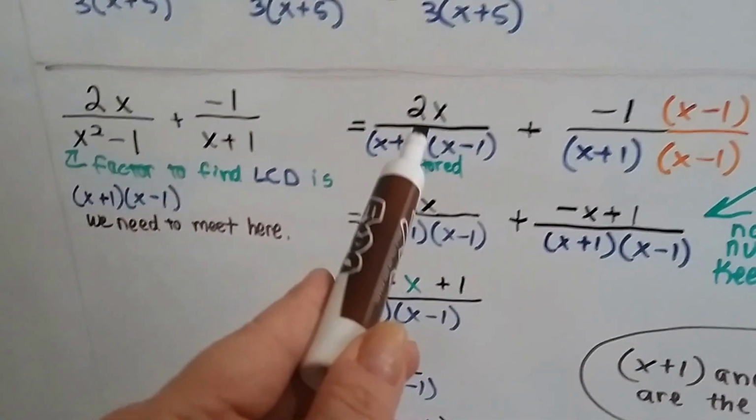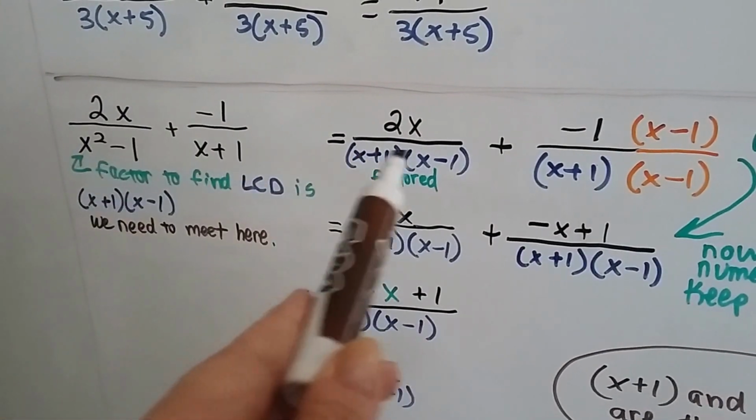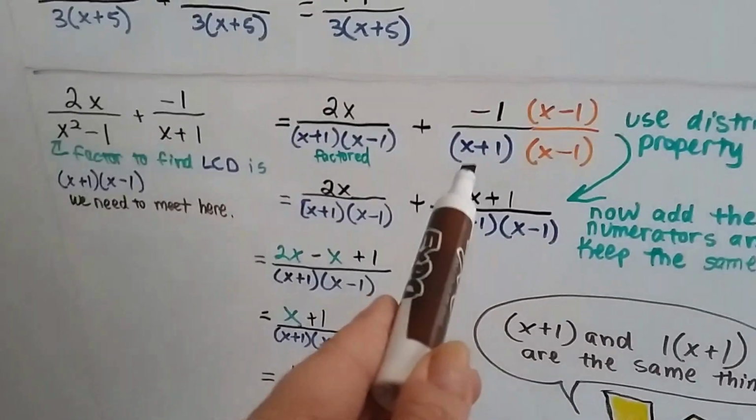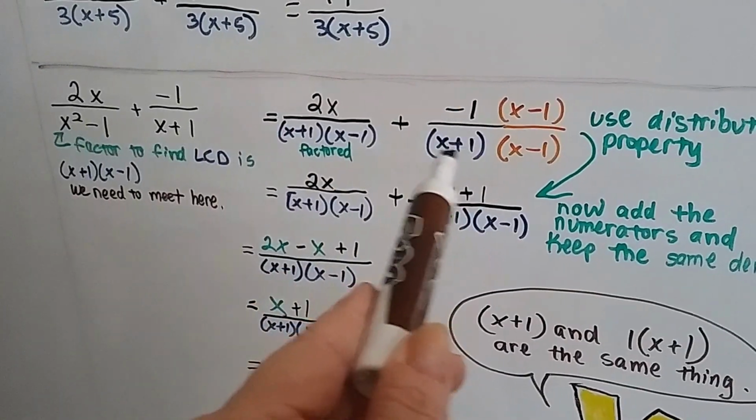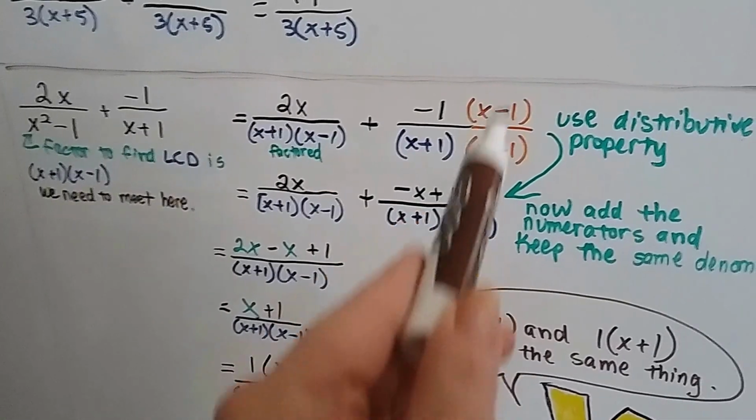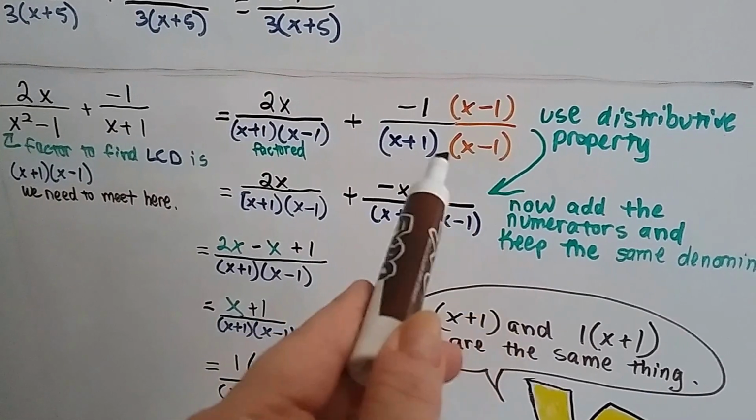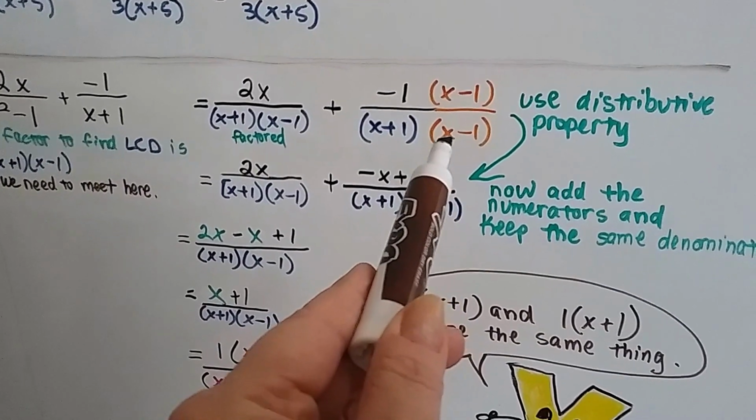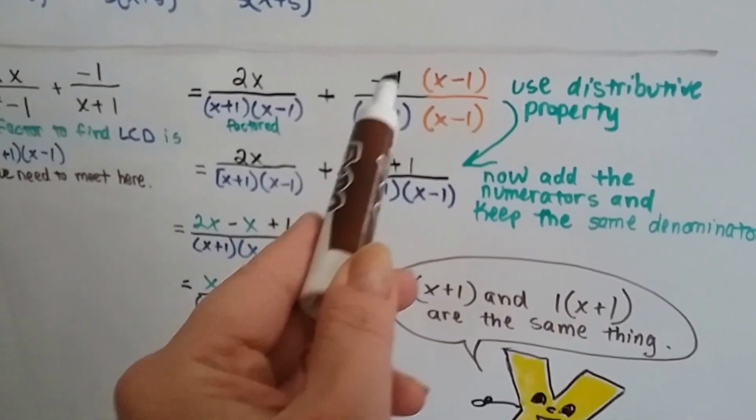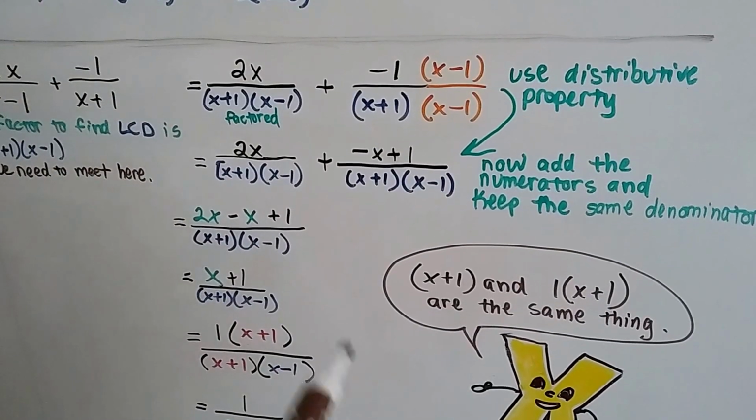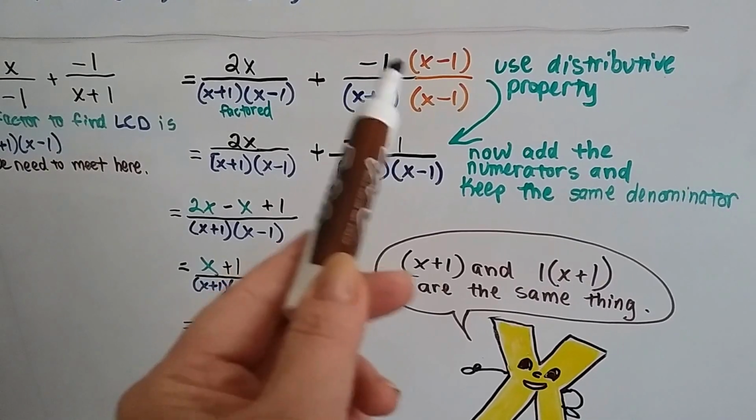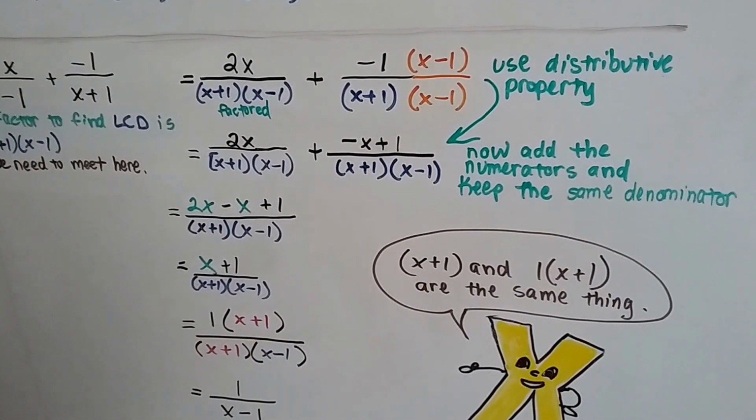So now this is factored. We have 2x over x plus 1 times x minus 1. And we need this one to have an x minus 1 over here. So we multiply the top and the bottom by the x minus 1, so this one has the x minus 1 as the denominator, see? Then we use the distributive property with this negative 1 to the x and negative 1 times negative 1, and we get negative x plus 1, because the two negatives made a positive 1, see that?